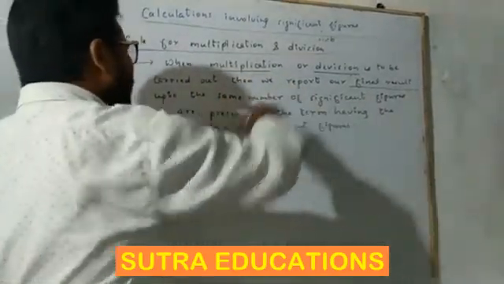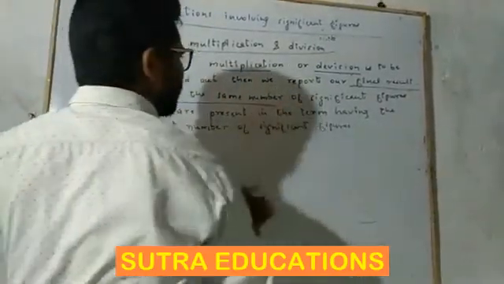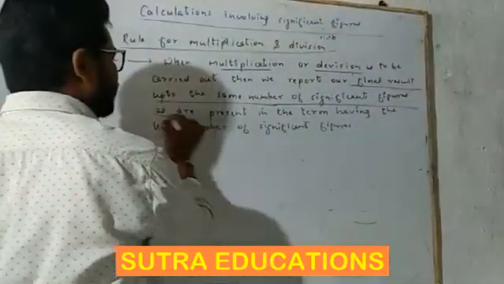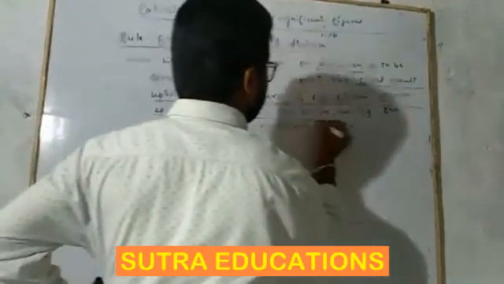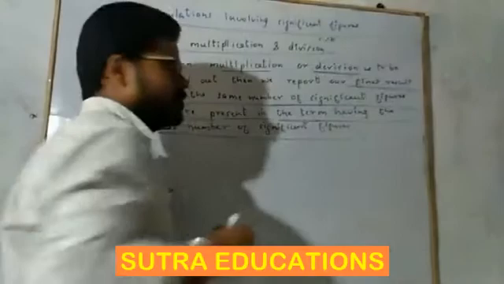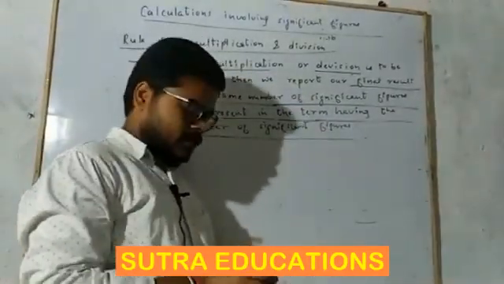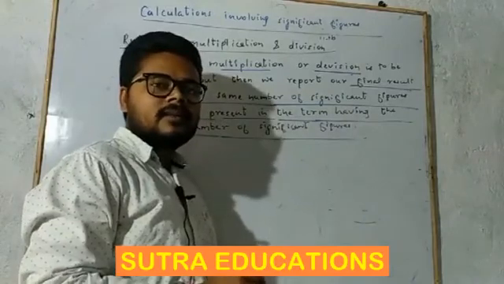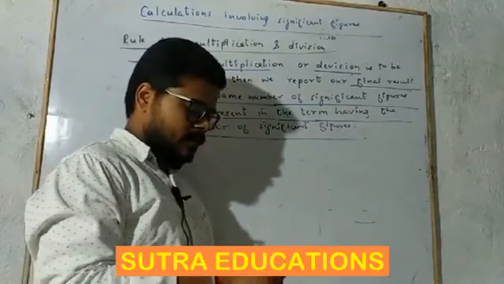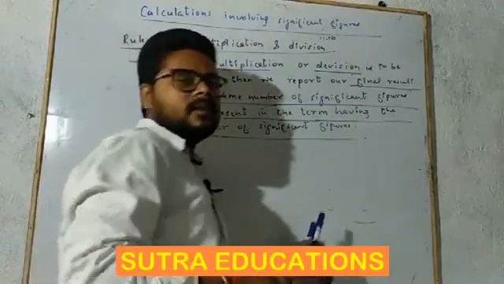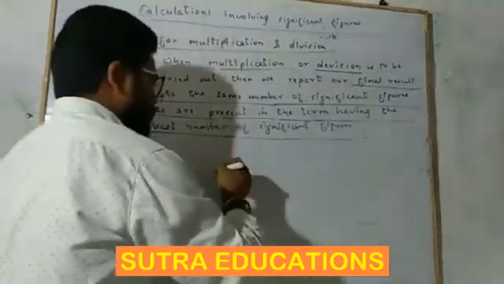The final result is reported up to the same number of significant figures as are present in the term having the least number of significant figures. Again, the statement appears to be complicated, but I am giving you one example, and it will become very clear to you.